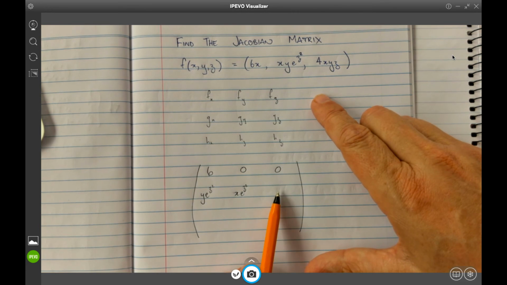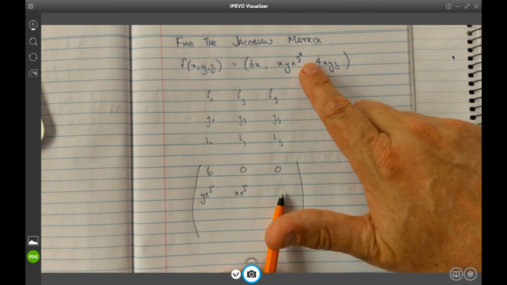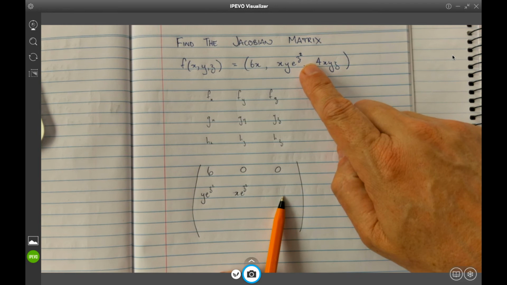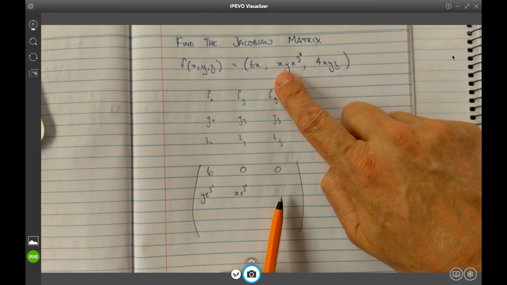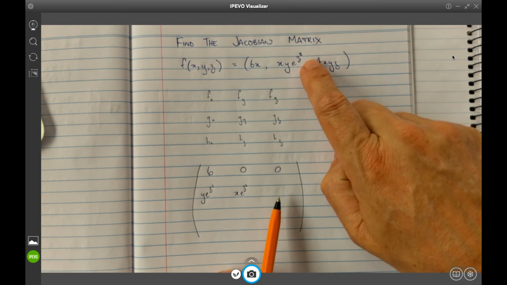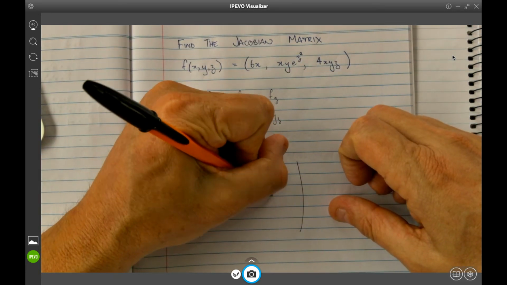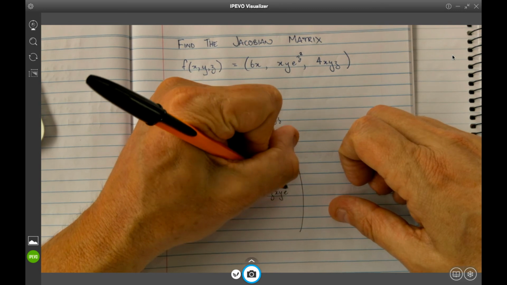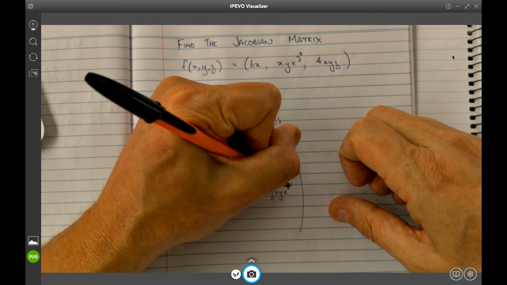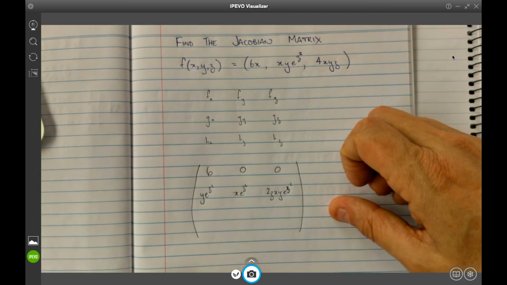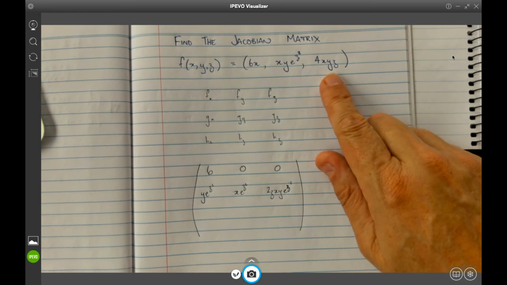And in the last one, everything's a constant except for the z. So we're differentiating this with respect to z. So this is just like 6 out the front. So how do we do that? We find the derivative of the power, 2z, times xy e to the z squared.